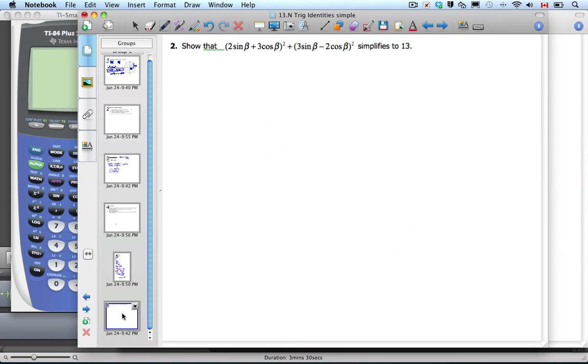Let's try one more. This is similar, but it's trying to show that this big thing equals 13. All right, here we go. It says to square, and this one says to square, so let's do what it says to do. So we have 4 sine squared beta. Love the Greek letters. Plus 12 sine beta cos beta. You double the product of the two. Plus 9 cosine squared beta.